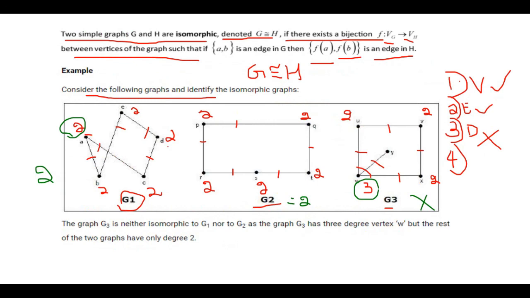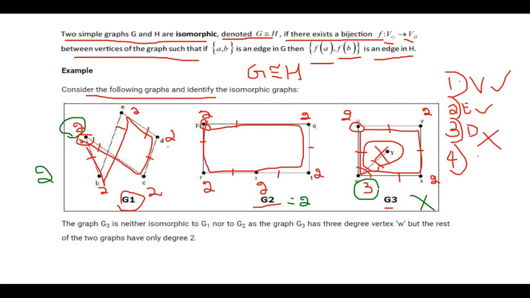Let's traverse a cycle. A cycle means it has the same starting and ending vertex, but edges should not be repeated. If I start from A, I can traverse A to B, E, D, C and again to A, which means it's forming a cycle. Even in G2, if I traverse from P to Q, Q to T, T to S, S to R and back to P, it's forming a cycle. What about G3? If I take Q, U to V, V to X, X to W and W back, but V is left out because we're unable to traverse it.